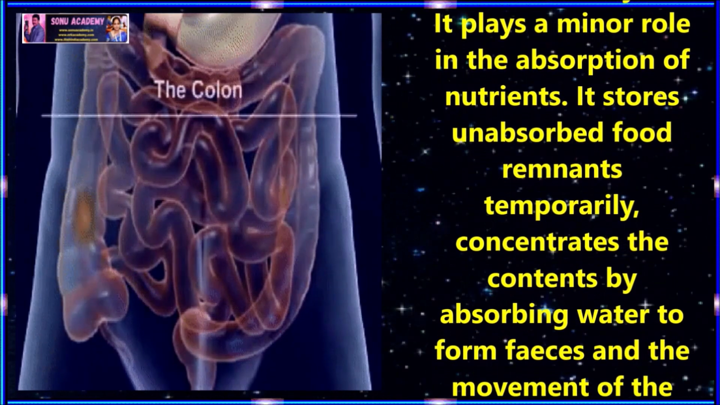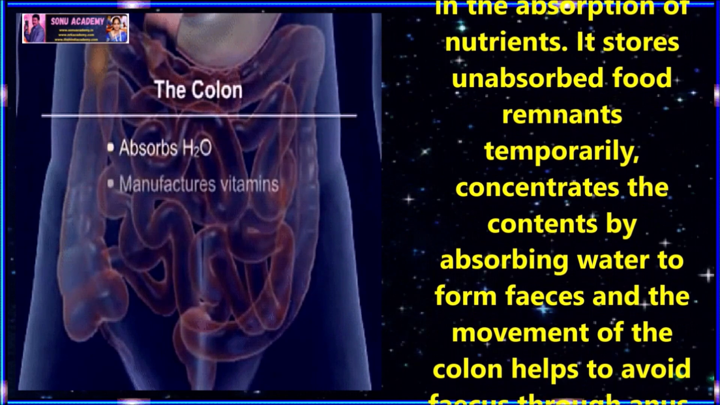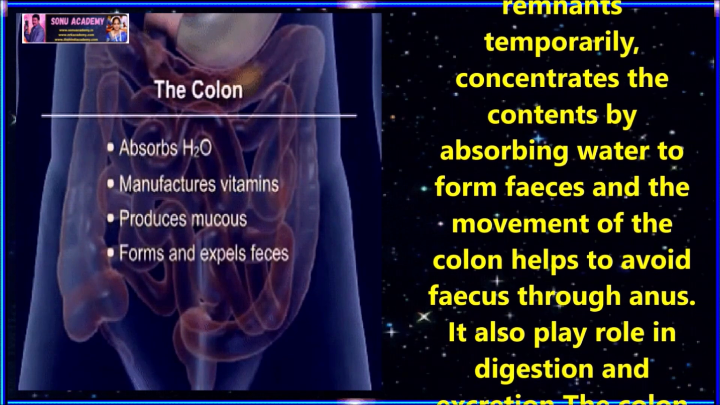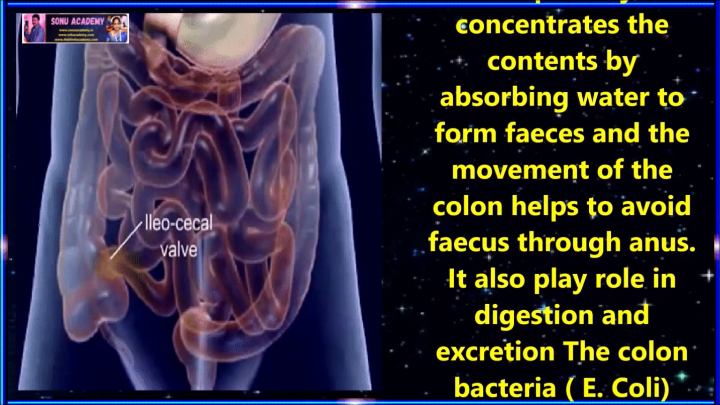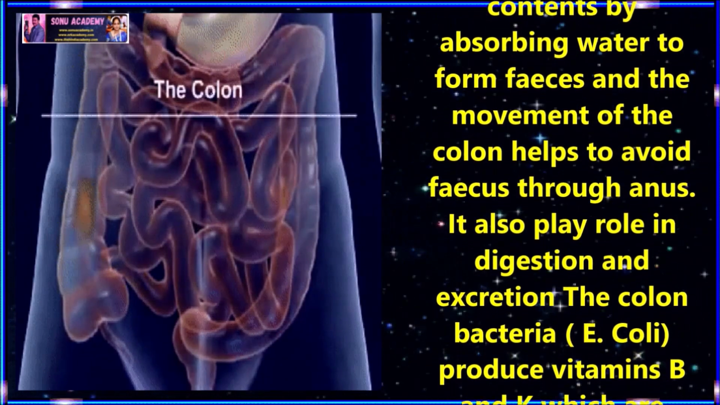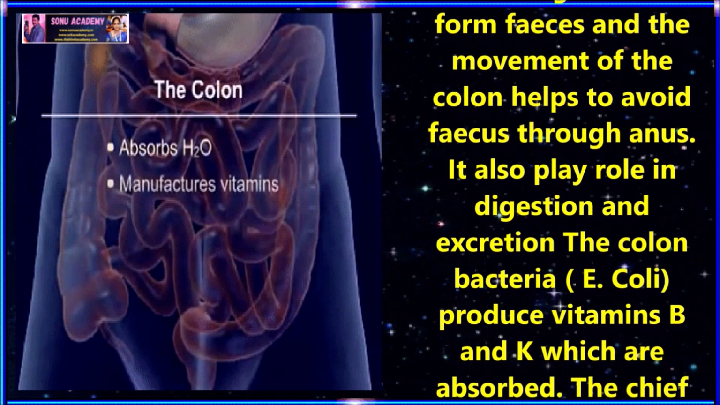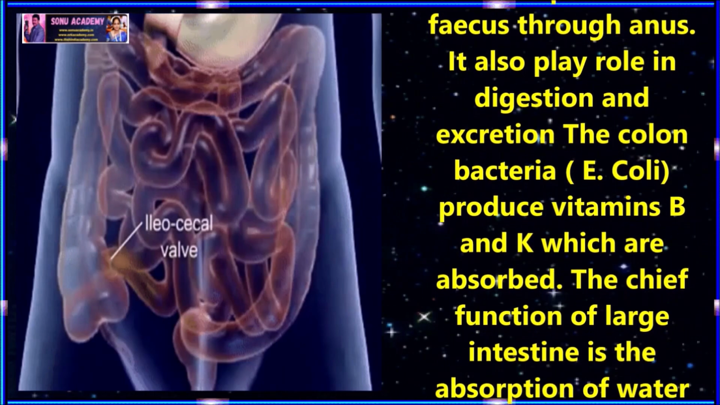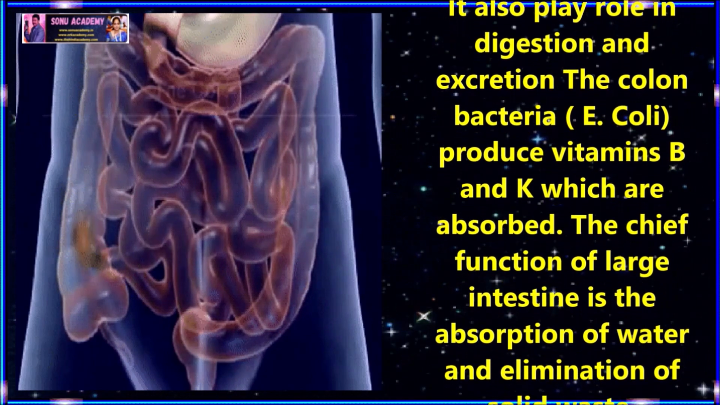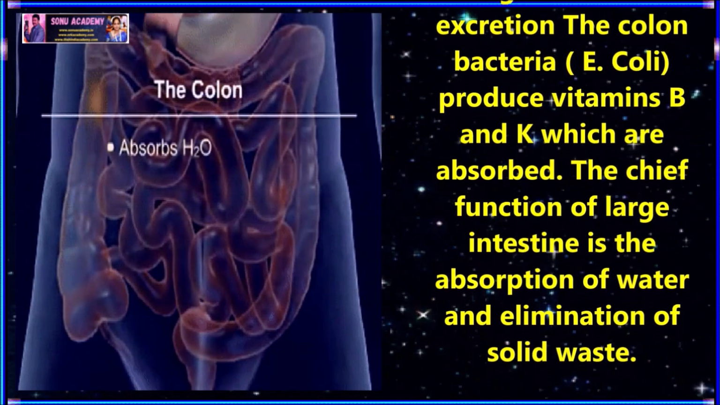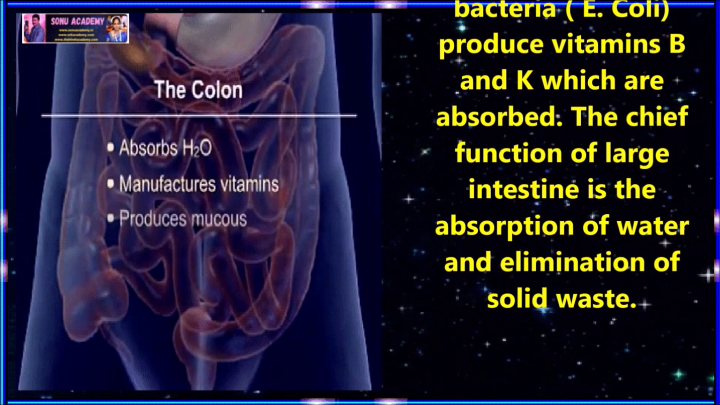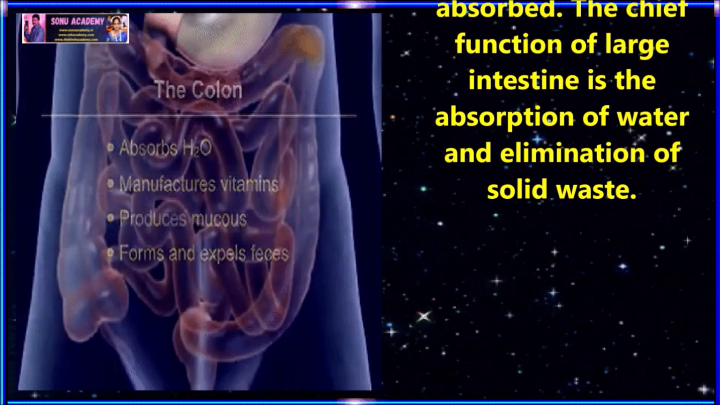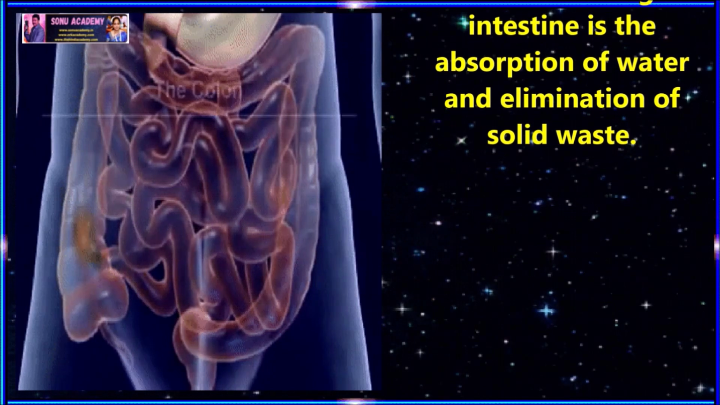Children, now let us discuss the function of the large intestine. The large intestine does not secrete any enzyme. It plays a role in the absorption of nutrients. It stores unabsorbed food remnants temporarily, concentrates the contents by absorbing water to form feces, and the movement of the colon helps to expel feces through the anus. It also plays a role in digestion and excretion. The colon bacteria E. coli produce vitamins B and K, which are absorbed.